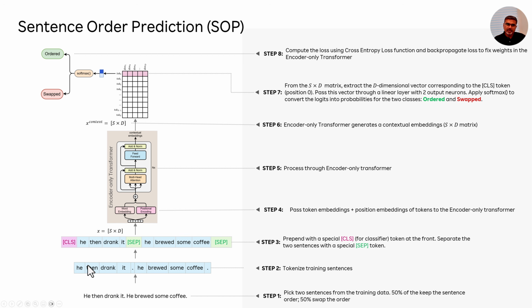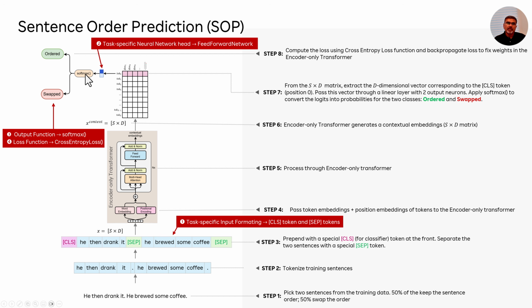Again, it's pretty straightforward. Exact same thing like you would do for next sentence prediction. You would have a CLS token. You would pass in all the tokens of the first sentence, followed by a separator special token, followed by all the tokens of the second sentence, followed by a separator special token again. You would process it through the encoder-only transformer, and then from the first token, which is the special CLS classification token, you project it using a feed-forward neural network, and then you pass it through two neurons at the last layer, and then you would use a softmax and say, okay, is this ordered or is it swapped?